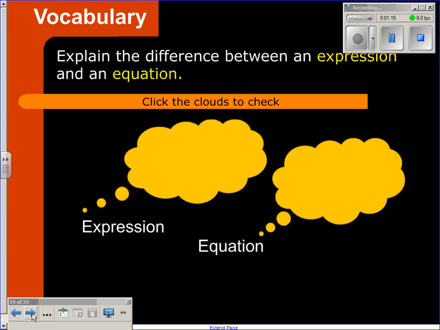So if we talk about the difference between an expression and equation, I want you to pause the video right now and think about what the biggest difference would be between an expression and equation, and then come back and check and see how your thoughts match.